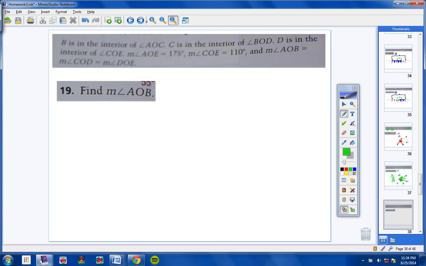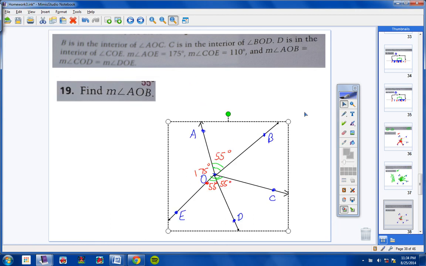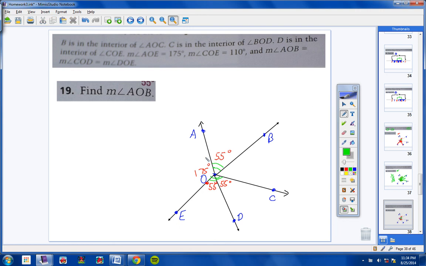Moving on to number 19, they want us to find the measurement of angle AOB. So here's A, and then down to O, and then up to B, okay? Angle AOB, well, we've already found that, and it was 55 degrees, okay? So the answer to number 19 would be 55 degrees. Moving on to number 20.